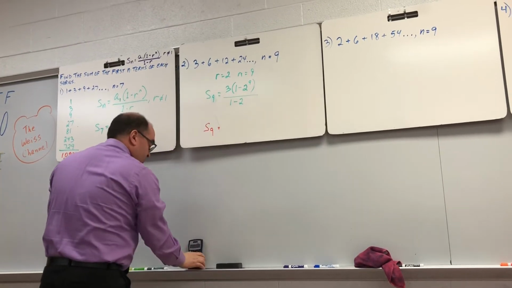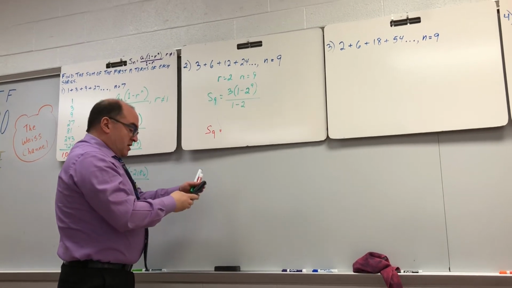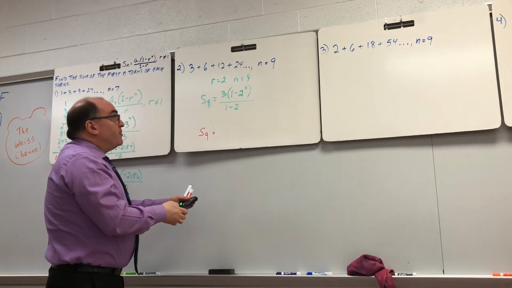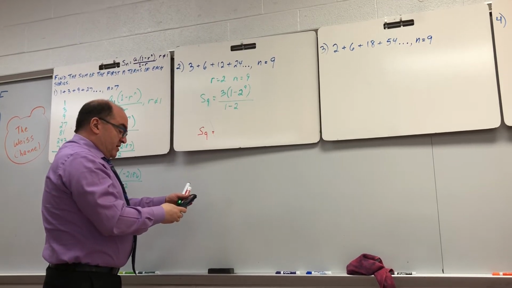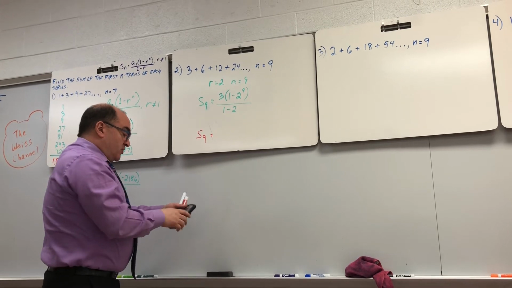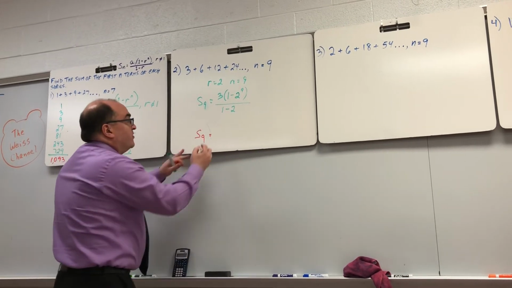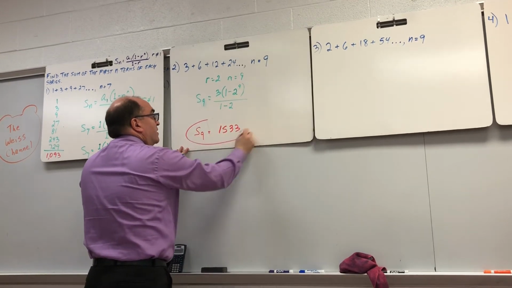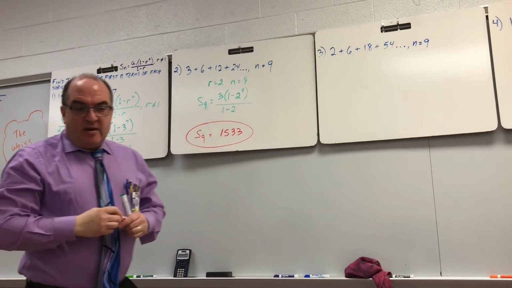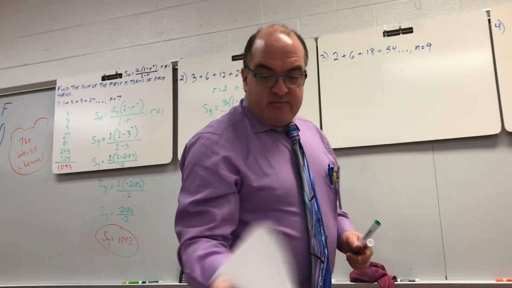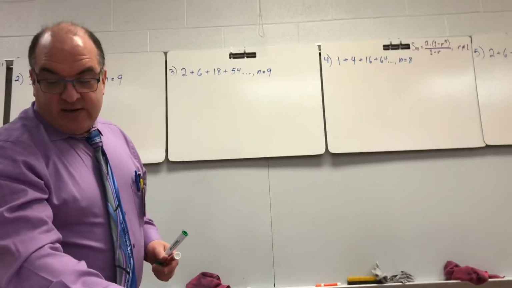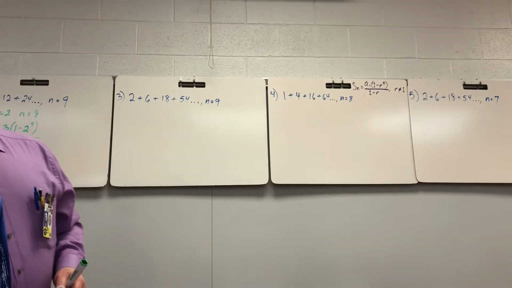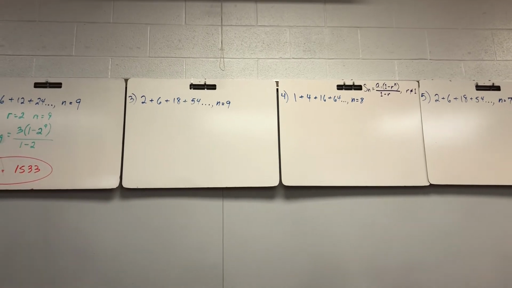Okay. So it's 3 times parentheses 1 minus 2 to the 9th power divided by negative 1 equals 1,533. Okay? Easy. Does everyone see how I did that? Please tell me if you don't see how I did that. Let me just double check, make sure my answer agreed. Yep. Okay.